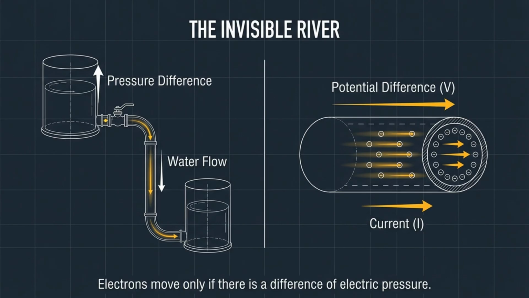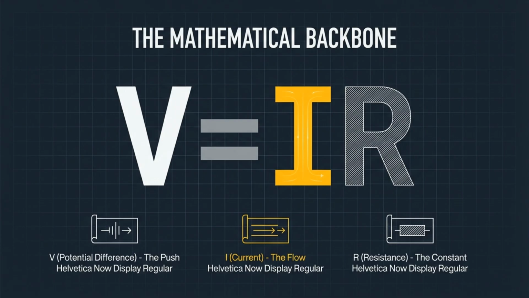Electric current, or I, is often compared to a river. For water to flow, a pressure difference is needed. Similarly, electrons move only if there is a potential difference, or voltage V, creating an electric pressure. Ohm's law, V equals I times R, is the mathematical backbone of electricity.